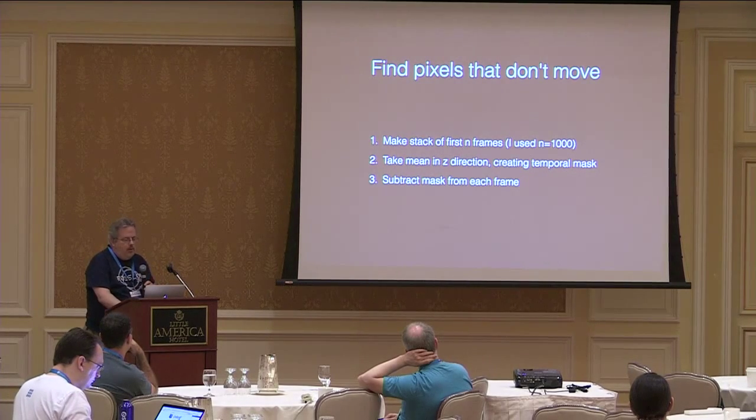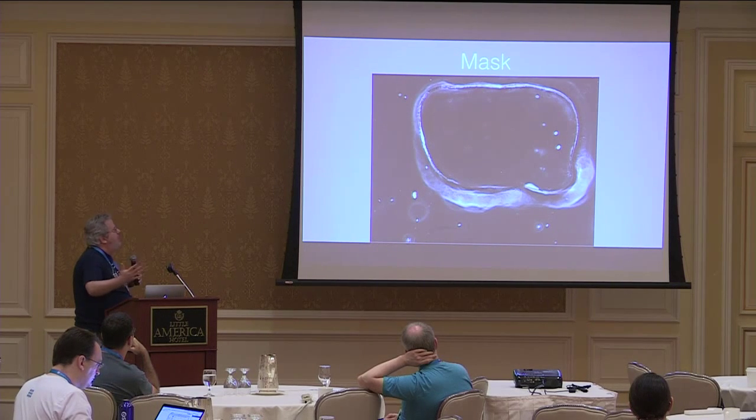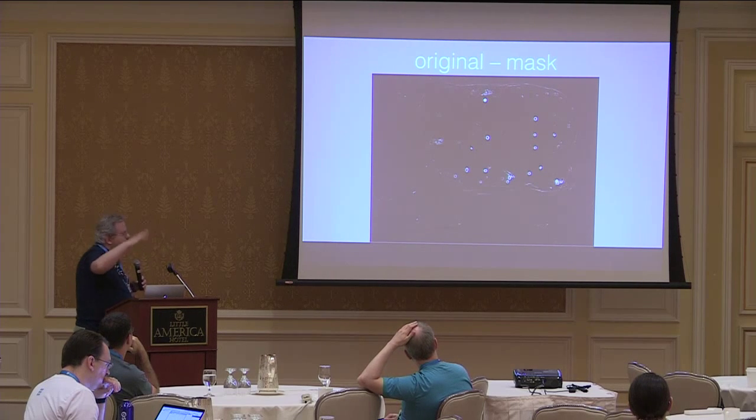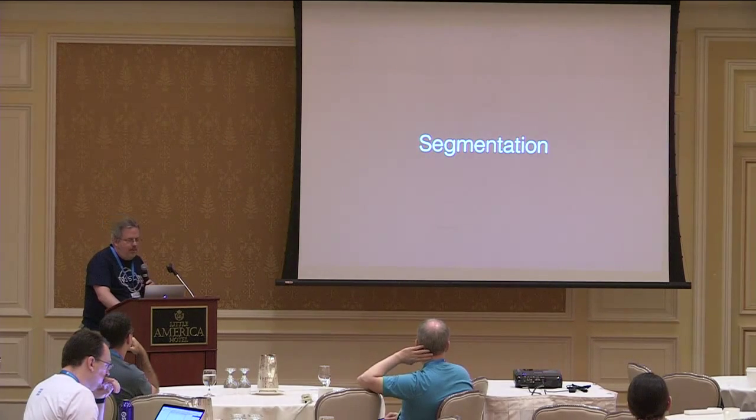So then you can use that as a mask, and then you can subtract that off of each one of the images. So this is the original image that I showed you before. This is that temporal mask, taking the first 1,000 frames and then taking the average in the time direction. And then if you subtract it off, that's pretty good, right? So that's almost the cells. Some junk, but we can deal with the junk later on. So now we want to try to find where all the cells are.